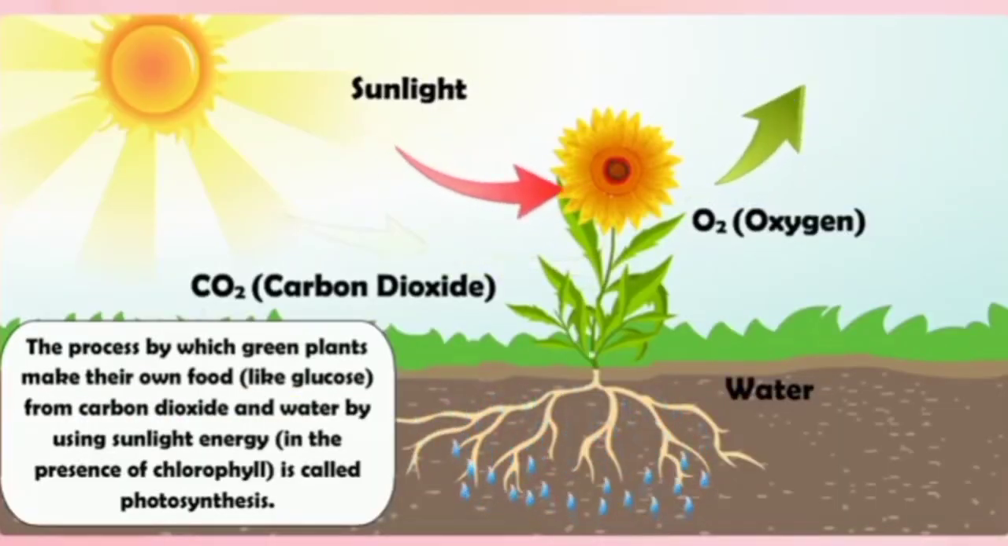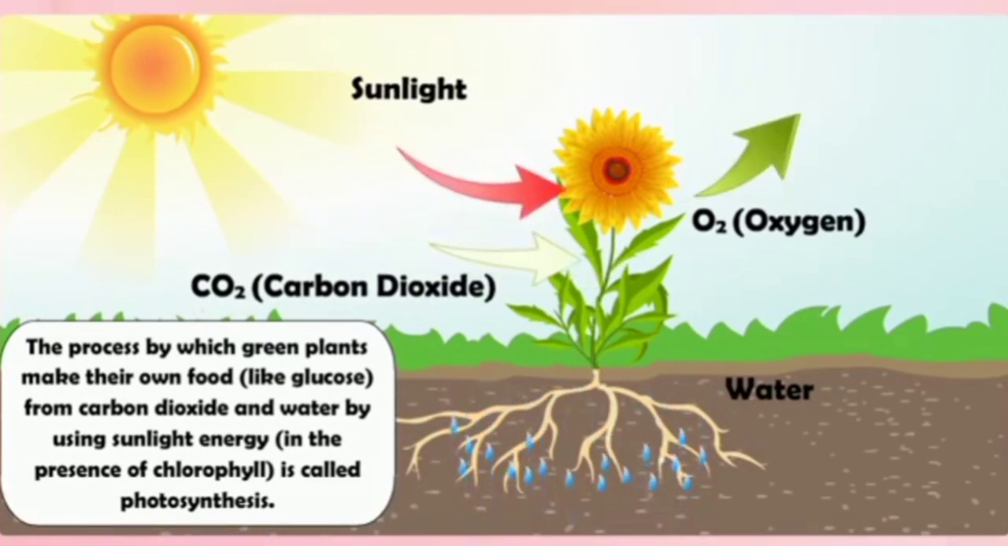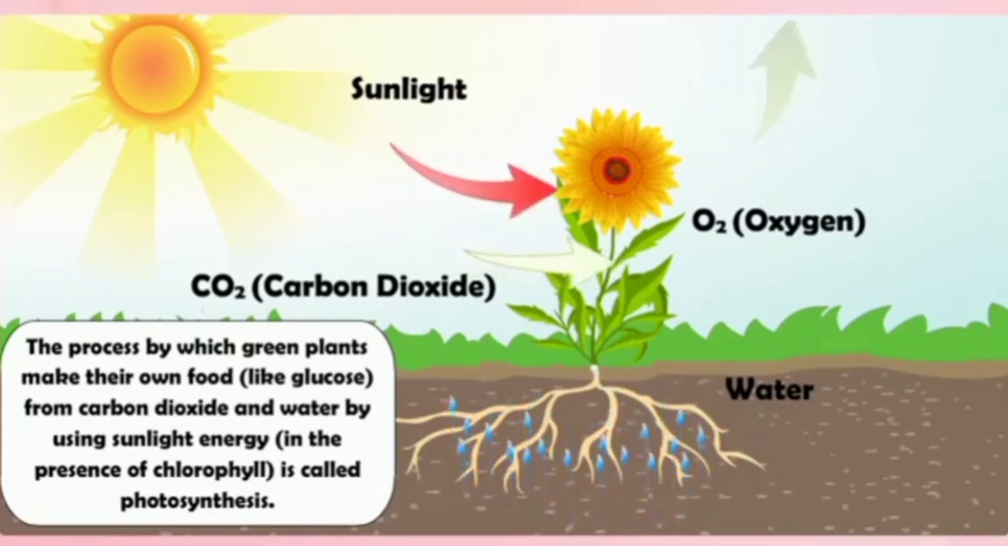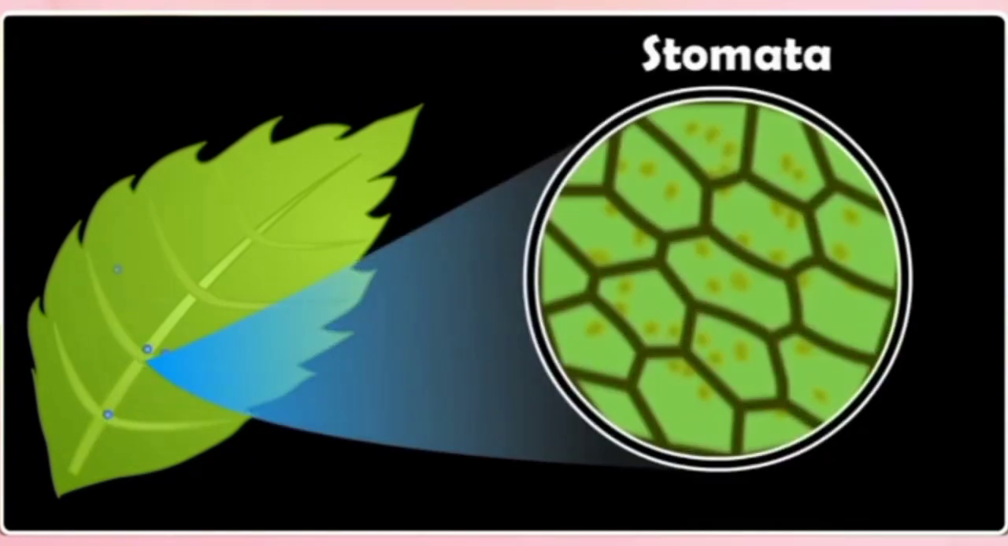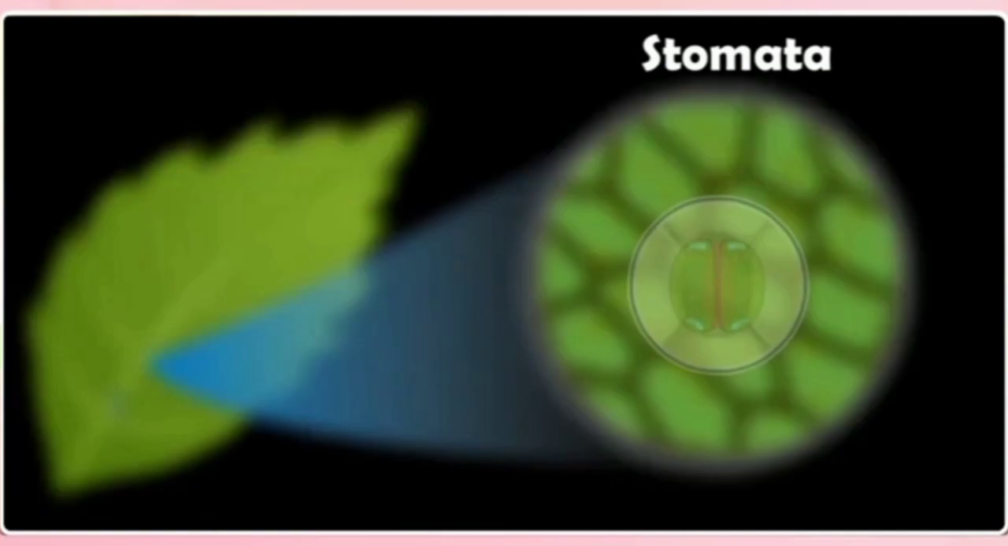This is the process of photosynthesis, the process by which green plants make their own food from carbon dioxide and water by using sunlight energy. In this process, the plant takes carbon dioxide gas needed for photosynthesis from the air through the tiny pores called stomata that are present on the surface of the leaf.